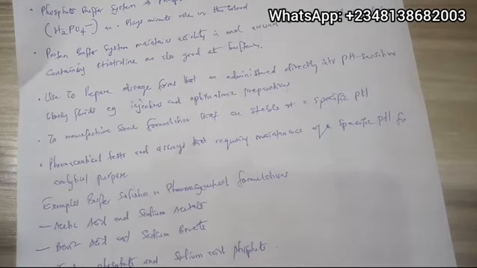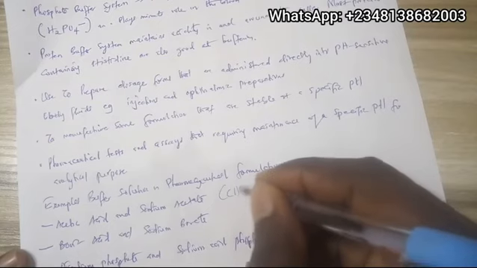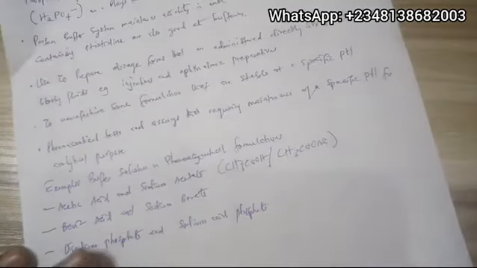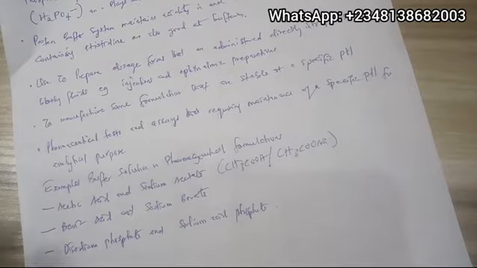Now, some examples of buffer solutions used in pharmaceutical preparations. We've mentioned one before, acetic acid and sodium acetate, that is ethanoic acid and sodium ethanoate. Another one is boric acid and sodium borate. And another one is disodium phosphate and sodium acid phosphate. These are a few examples of buffer solutions used in pharmaceutical preparations. You can research more on that.